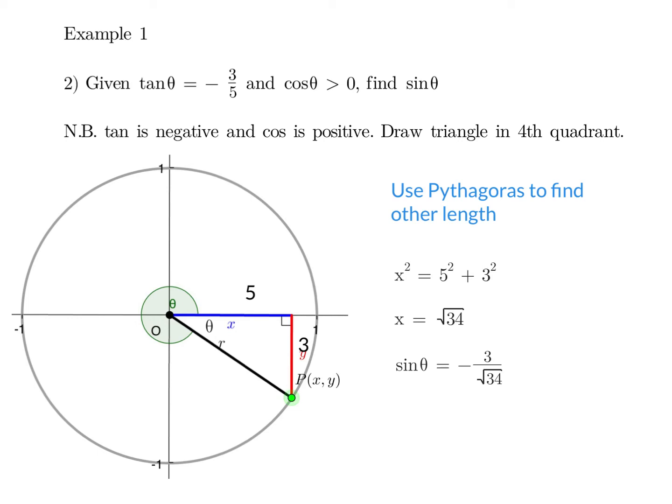Labelling the triangle, because tan was equal to 3/5, so that's opposite over adjacent, so 3 on the opposite side, 5 on the adjacent. Using Pythagoras allows us to find the length of the hypotenuse, so 5 squared plus 3 squared, the square root of that gives us the square root of 34, and sine in that quadrant is negative. So sine theta equals opposite over hypotenuse, so that's 3 over the square root of 34 with the negative in front.